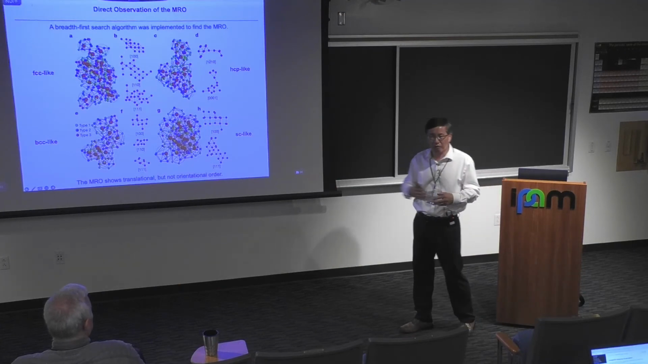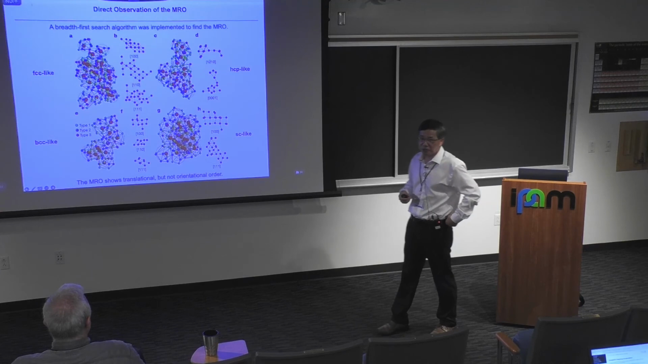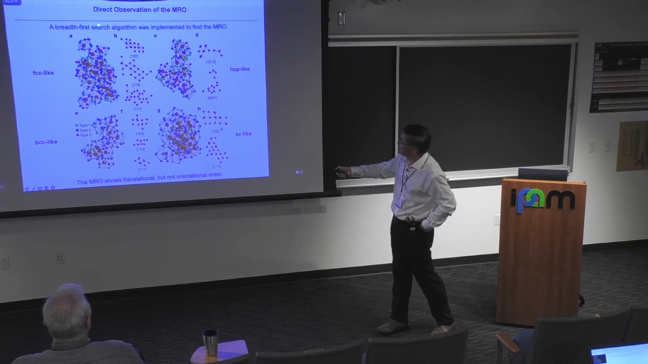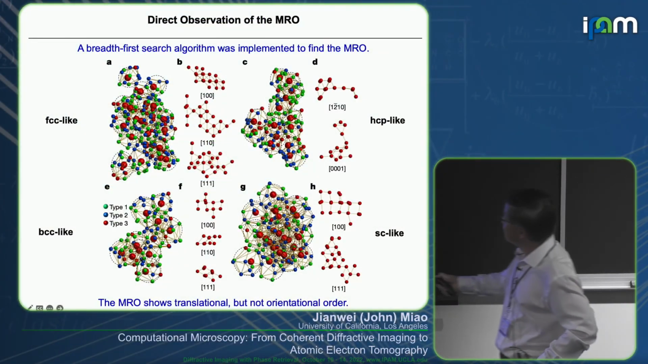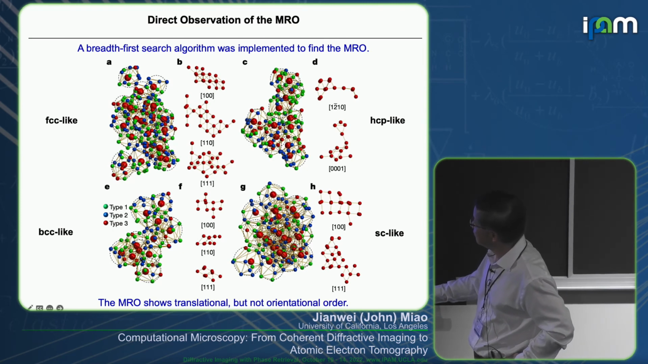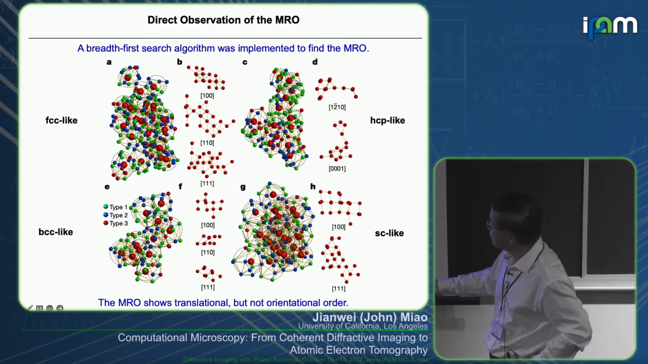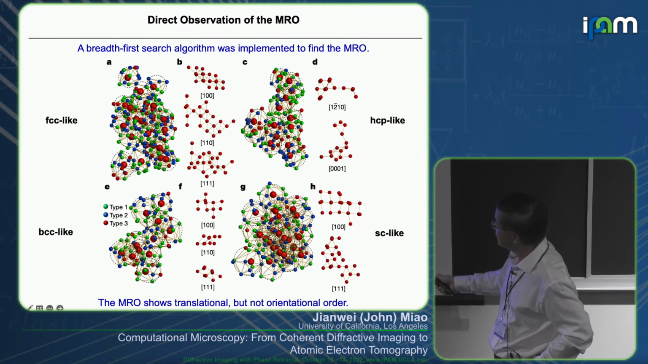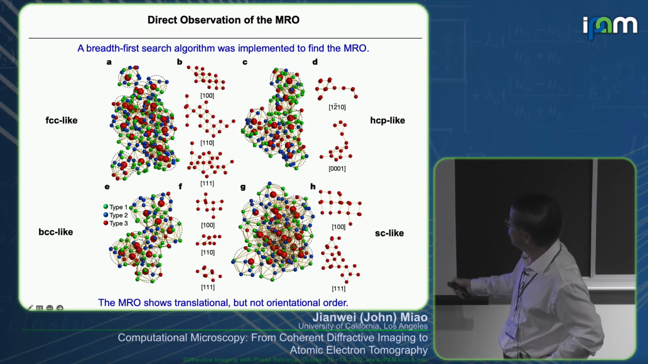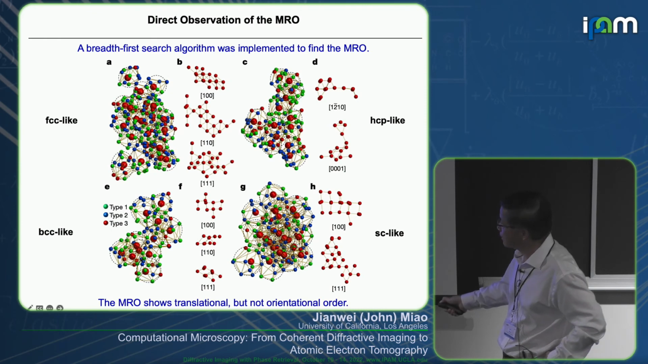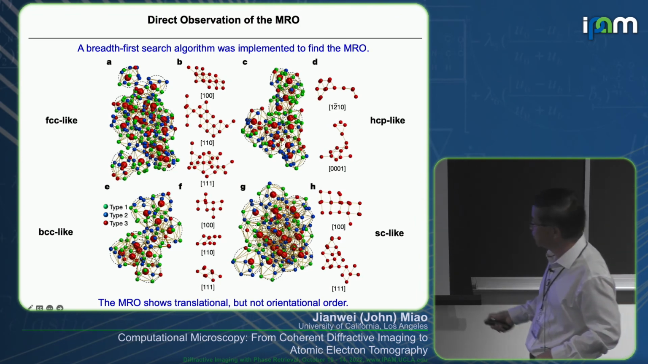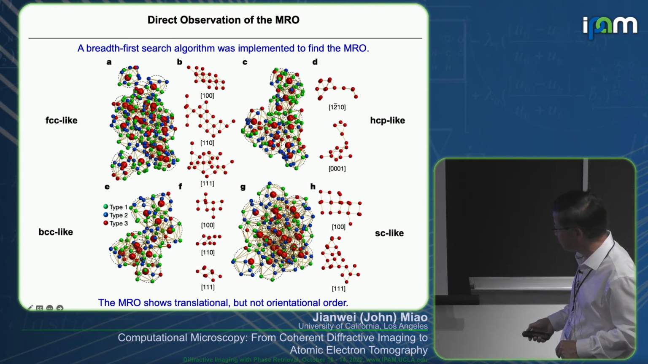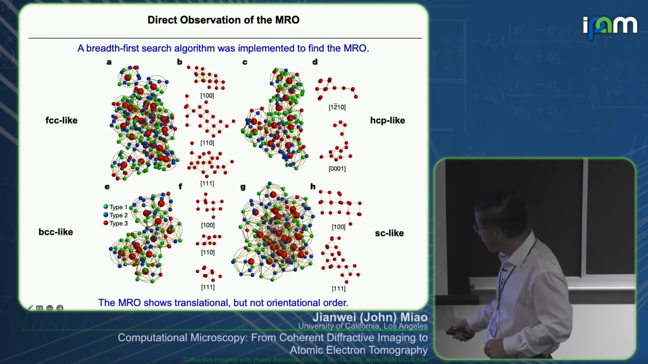And then one of my students, who has a lot of computation experience, developed an algorithm, the breadth first search. This algorithm has been used in a completely different community. We implement this algorithm, and we found all these clusters form this FCC-like. So we only show the central atoms, they form this FCC-like. This shows HCP-like. This is BCC-like. This is kind of MRO, medium range order, about a few nanometers, over 2 nanometers in length from here to here. So this MRO shows translational but no orientational order.